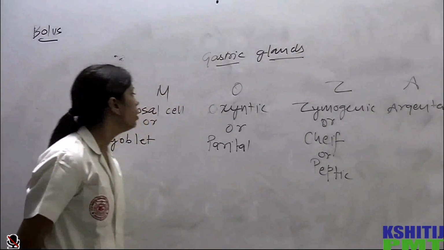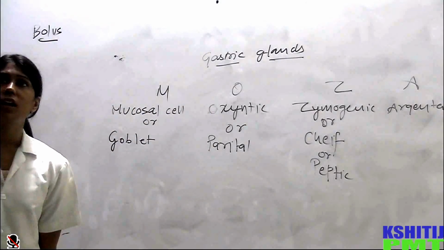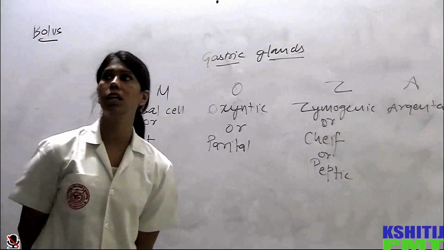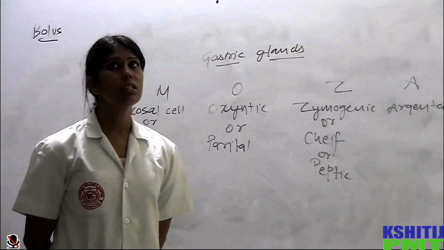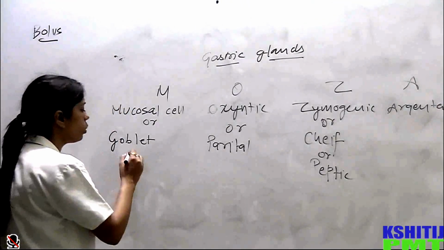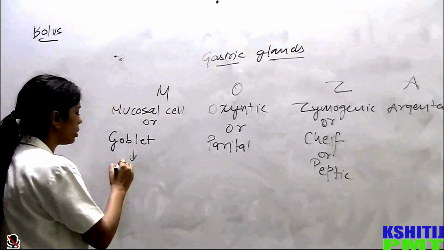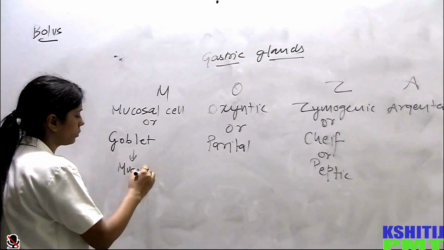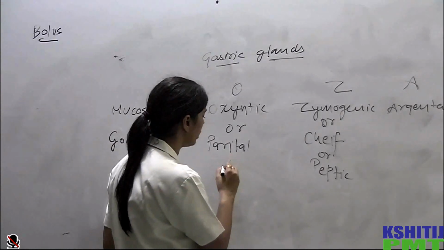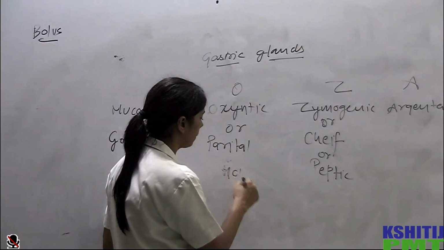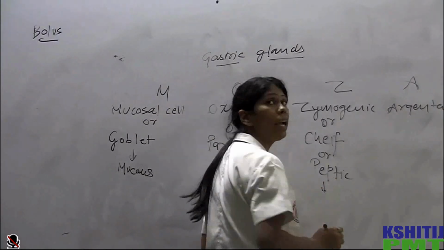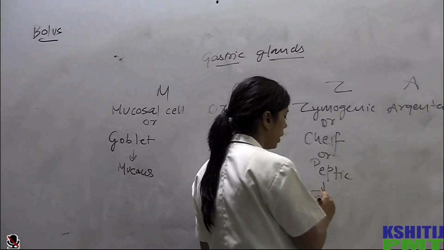Now coming to each cell and its function, what exactly they are secreting and what is the function of their secretion. Mucosal cells or goblet cells secrete mucus. Oxytic cells or parietal cells secrete HCl. The sheath cells or peptic cells secrete enzymes.